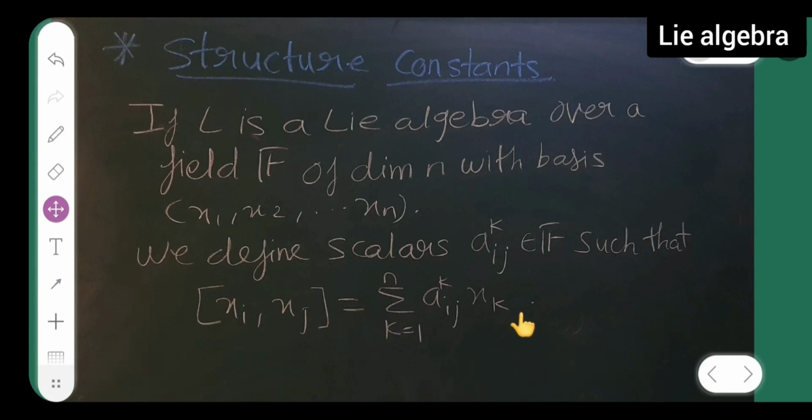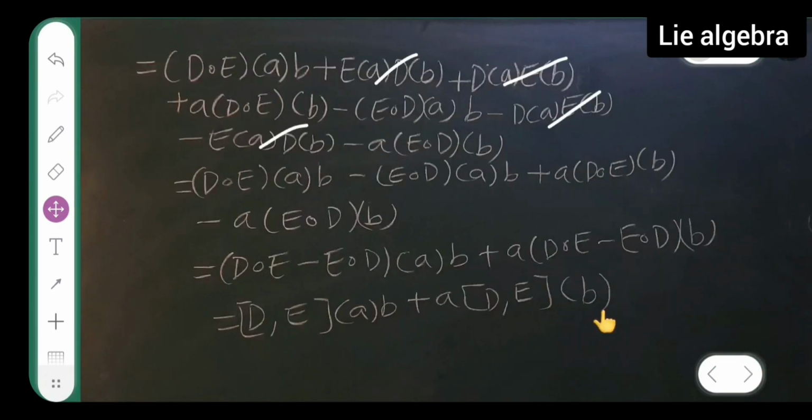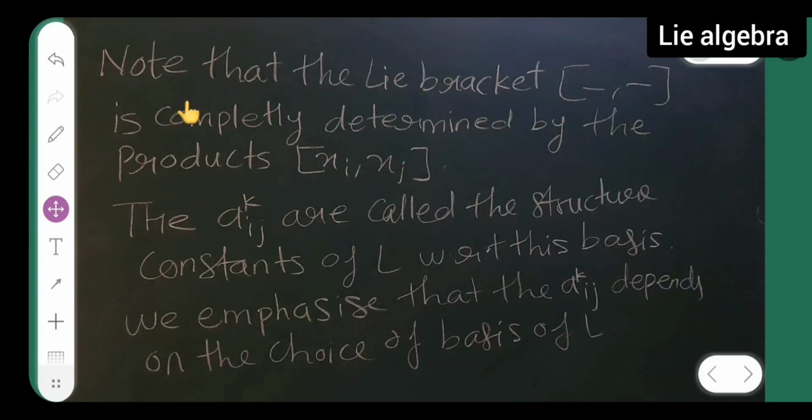Next is the continuation of this part. You all have to note that the Lie bracket is completely determined by the product xi comma xj. Now the aij of k are called the structure constants of L, where L is a Lie algebra, with respect to this basis. We emphasize that the aij of k depend on the choice of basis of L.